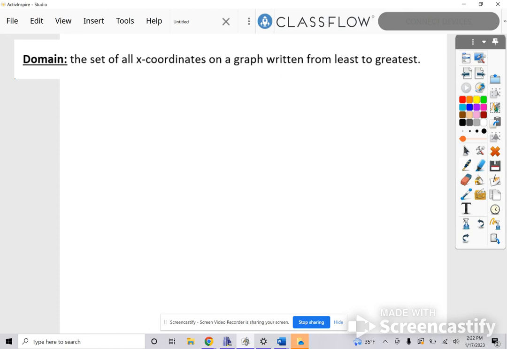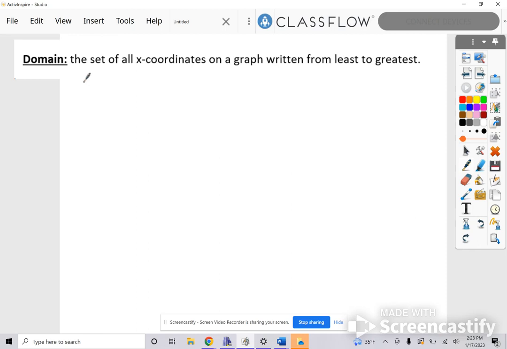So domain and range is one of those topics in math that I think a lot of students overthink. There's a lot of things in math that I go, okay, yeah, that's kind of difficult, things like the quadratic formula, factoring the first couple times you do it. But this is one of those things I think students just overthink. Domain in the math world is the set of all x coordinates on a graph, written from least to greatest, all the x's that work.